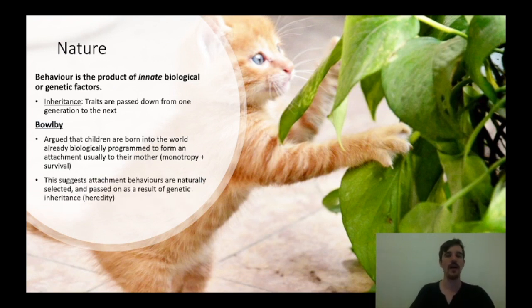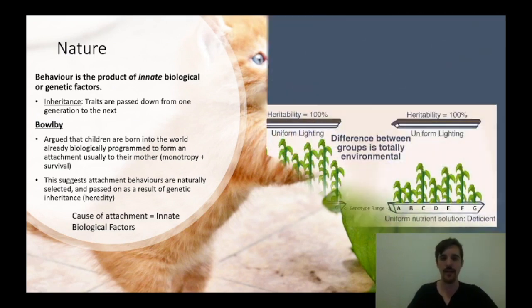It suggests that behaviours are therefore primarily naturally selected and then passed on as a result of genetic inheritance. So the evolutionists would argue that those children who had a stronger attachment had a greater chance of survival, and therefore they passed that ability on to their offspring, and their children would inherit those characteristics. And so the cause of attachment is innate biological factors.